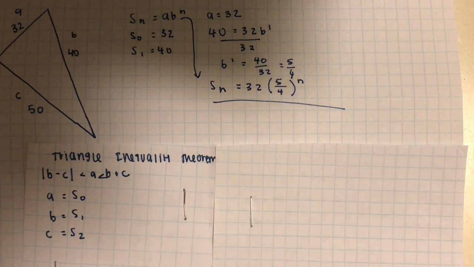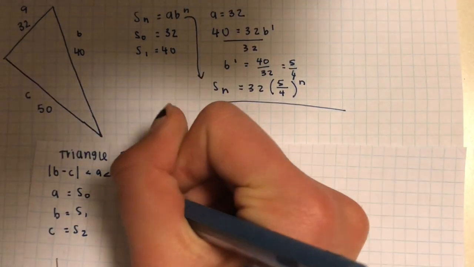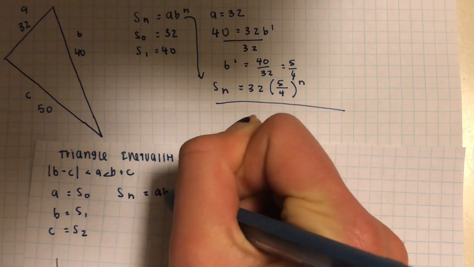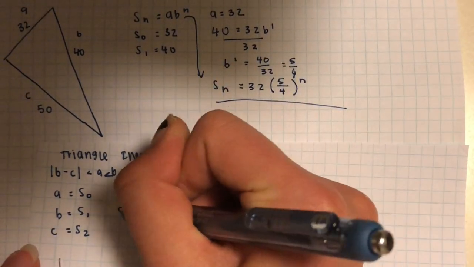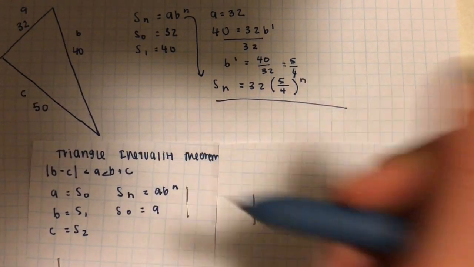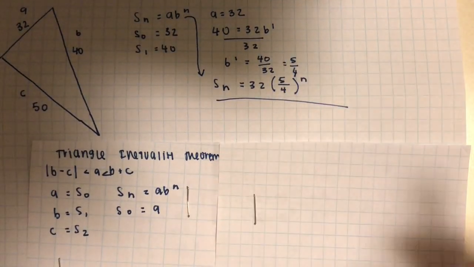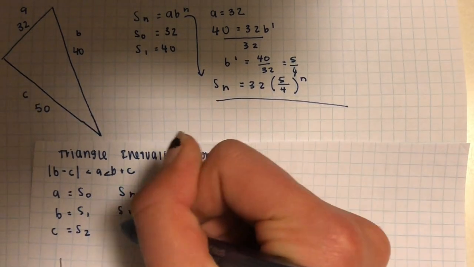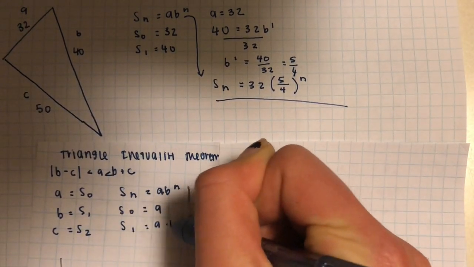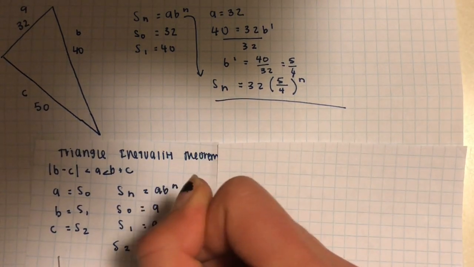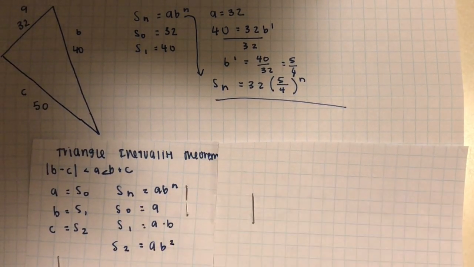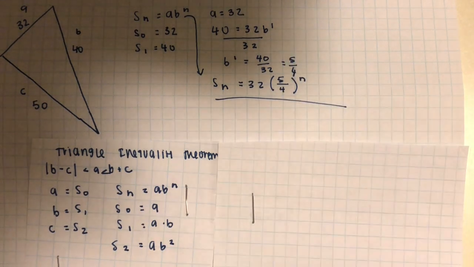So what we're going to use is the fact that s to the n equals a b to the nth, which is the same equation that was used above. Then s to the 0 equals a, because b to the 0 equals 1, so that's just a. s to the 1 equals a times b, because b to the 1 would just be b. And then s to the 2 is going to be a b squared, and you could follow on for s to the 3 equals a b cubed, but that's where we're going to stop for this equation because we only have 3 sides.